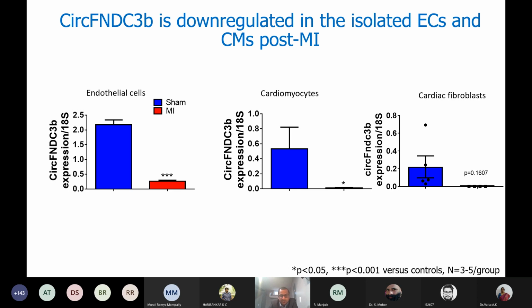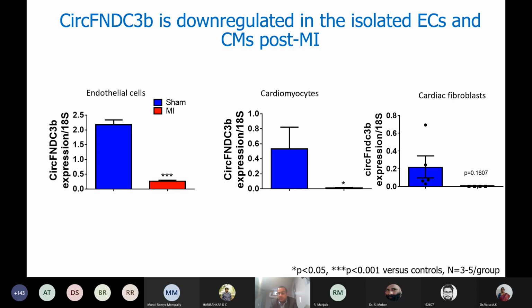And to understand the mechanisms also, we induced heart attacks in these mouse models and isolated the hearts at day 3. And we did a cell fractionation experiment where we isolated cardiomyocytes, endothelial cells, and fibroblasts.